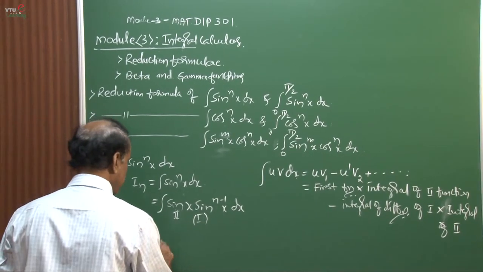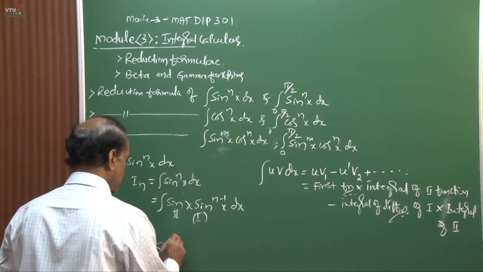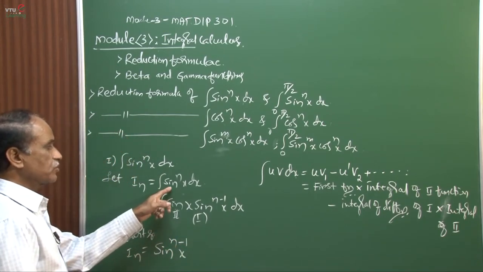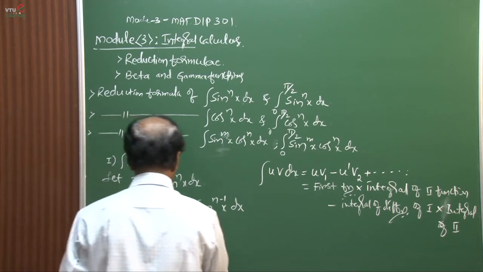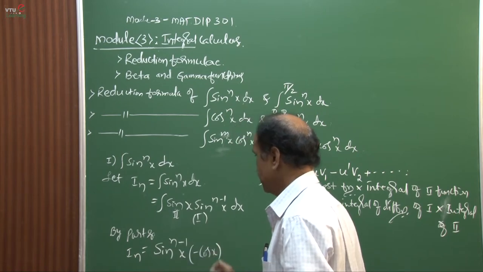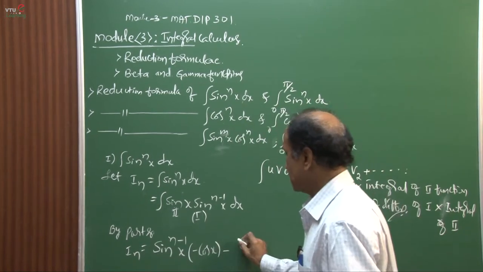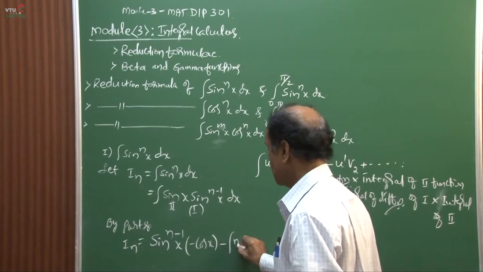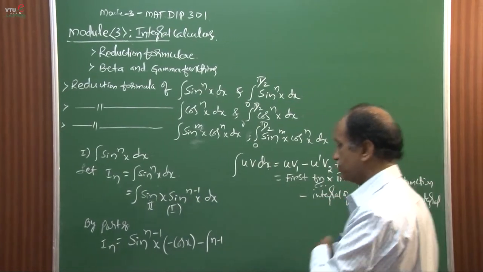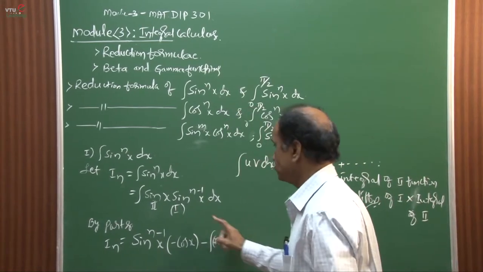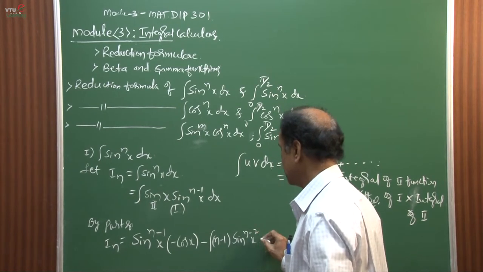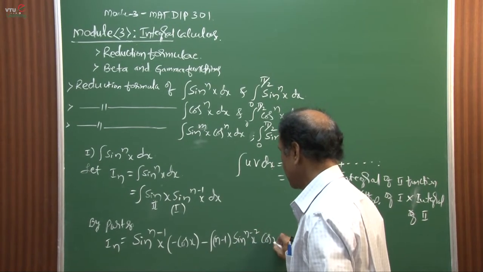So first function sine to the power n minus 1 x into integration of second, because as it is you can't integrate. Now integration of sine x is minus cos x, minus integral of differential of first function. According to this formula, integral of differential of first function, n minus 1 sine to the power n minus 2 x into sin x is cos x.